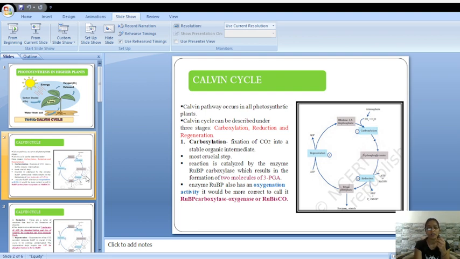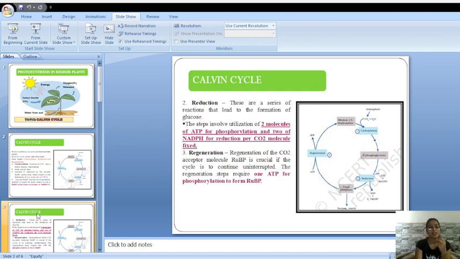Now, there's one interesting fact you'll get to know about Rubisco, that it has both carboxylase as well as oxygenase activity. That's why it is called Rubisco. That is RuBP carboxylase oxygenase. Okay. Now the second step is reduction. Reduction is not just a one-step process, it is a series of various reactions that leads to the formation of glucose. That's why we have called it reduction.